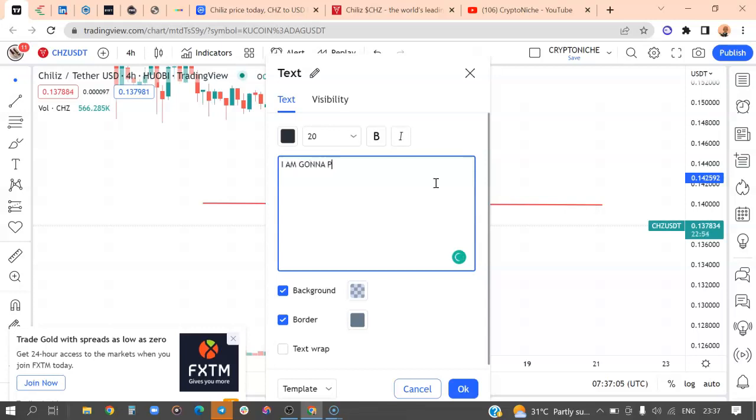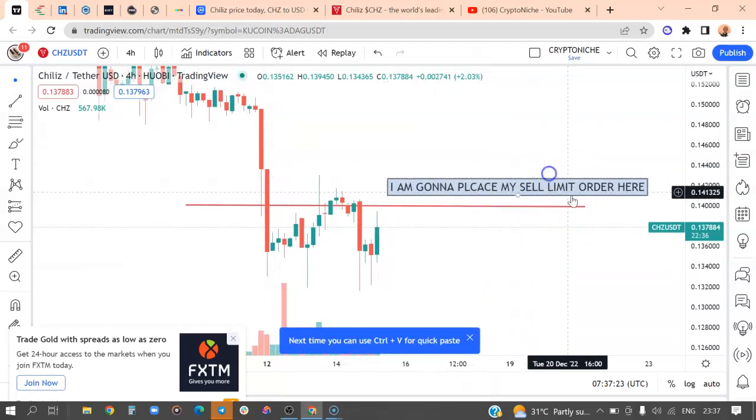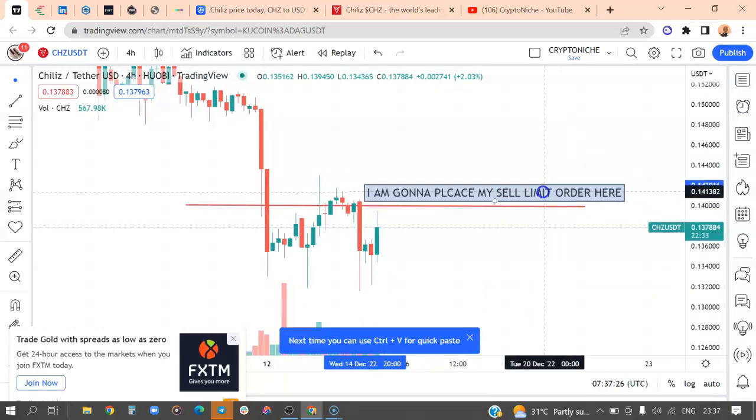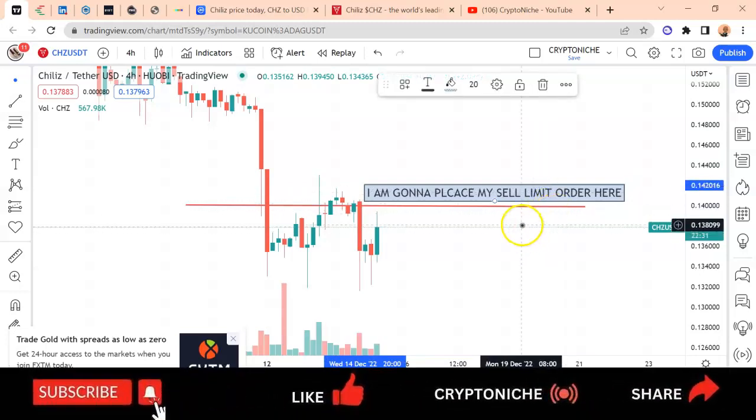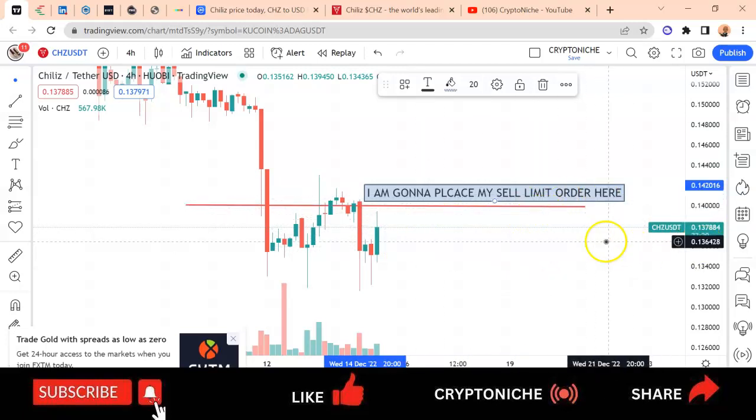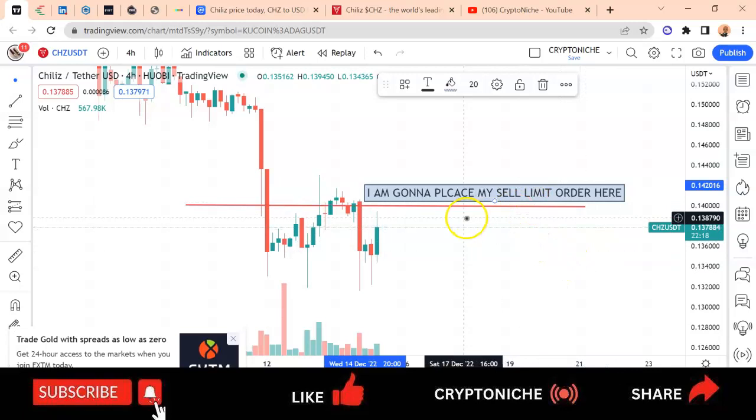I'm going to place my sell limit order here. Sell limit order here. And the next sell limit order, I'm going to short it at current market price, or probably place another one at 0.139. But this is the right place to place your sell order.